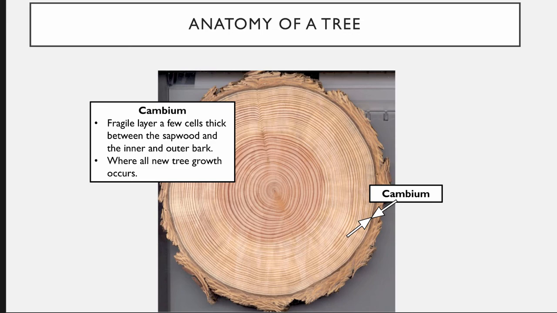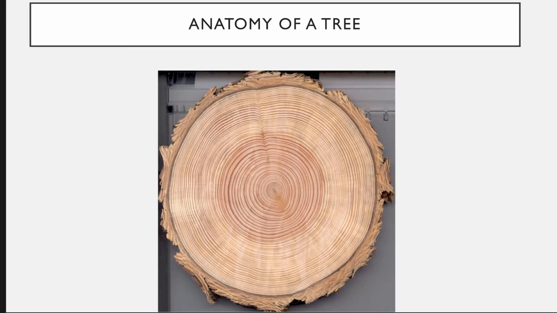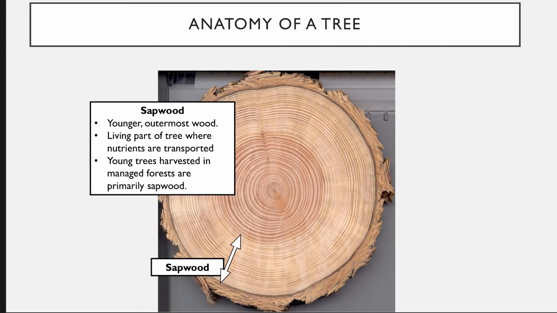So as we move inward, we're going to have the youngest wood closest to the cambium layer, and that wood is called our sapwood. It is young, it's your outermost ring, it's still living, so it's going to be where your tree is transporting water and nutrients up and down the tree.